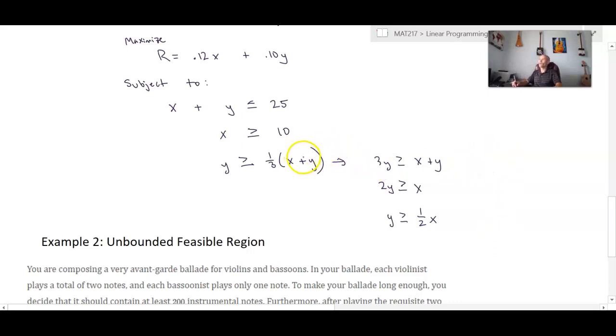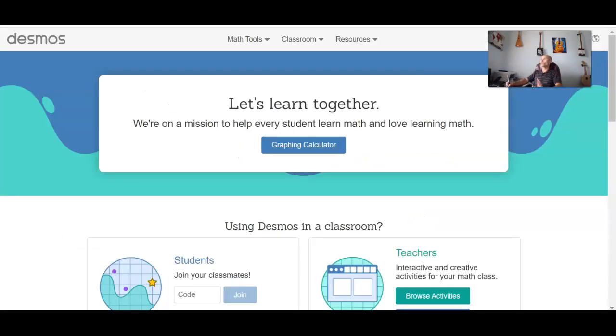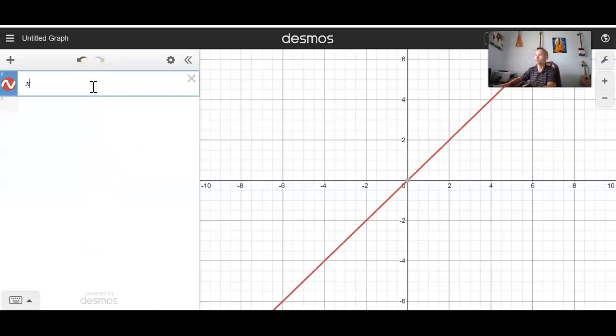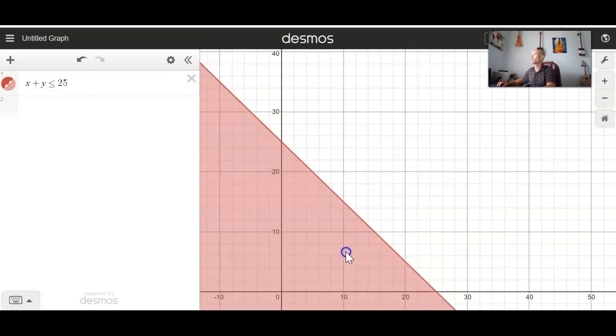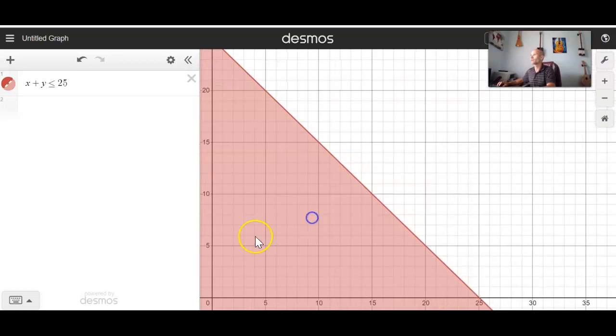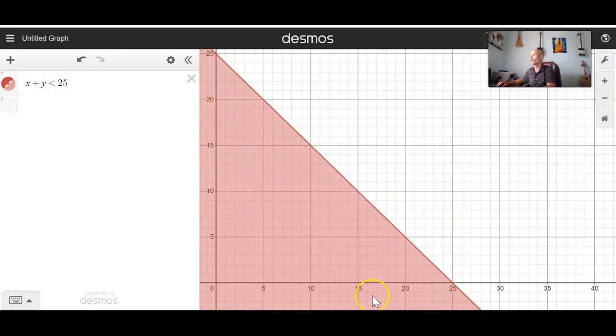Okay, so now that we're at that juncture, we can plot these inequalities and take a look at the value of the objective function. So we'll go ahead and do this in Desmos. X plus y is less than or equal to 25. And we can see that there's our feasible region, again, only considering the first quadrant. So far, any point in that reddish region will work.